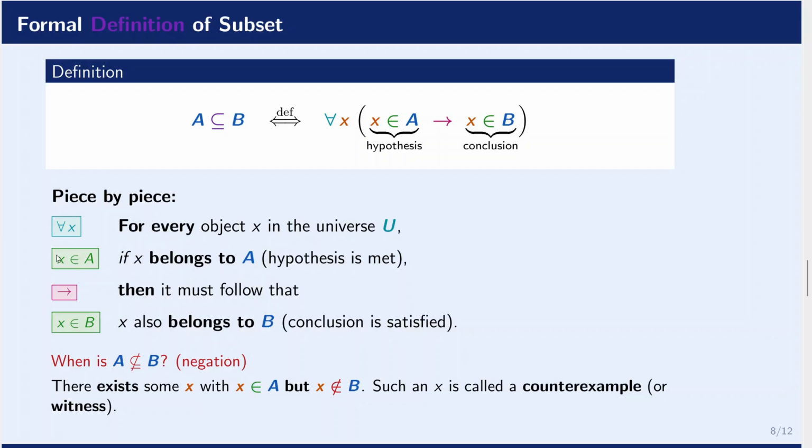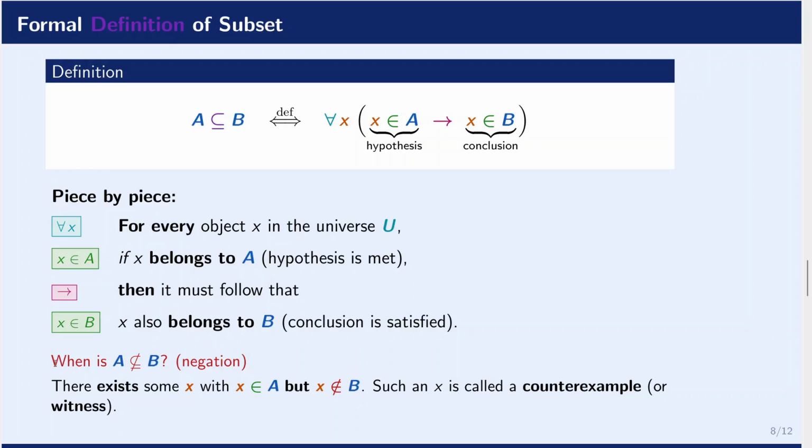Next, x belongs to A is our hypothesis. It means if we find an element x that belongs to set A, the hypothesis is met. The arrow represents then it must follow that. And finally, x belongs to B is our conclusion. It means that element x also belongs to B, and so the conclusion is satisfied.